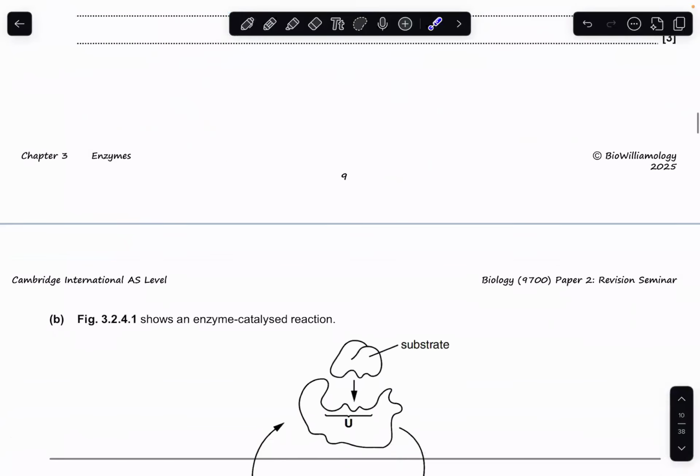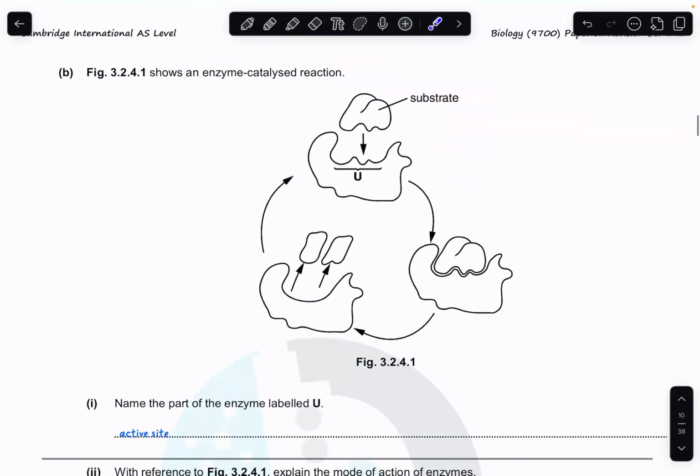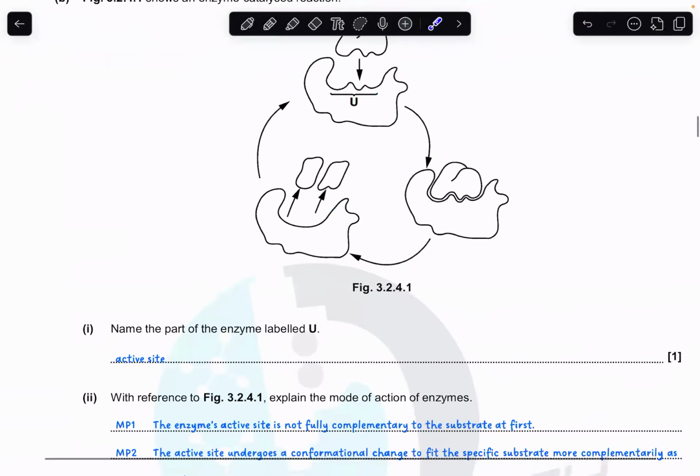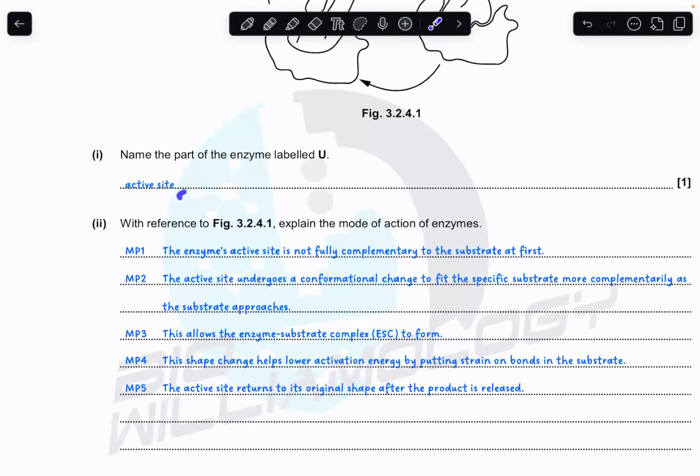Okay, next question. So now we look at this: the original active site shape, the U, and the substrate. They are not exactly complementary. So in this case, we know that it must be the induced fit model, right? So name the part of the enzyme labelled U: definitely the active site. Then explain the mode of action of the enzyme. So it's not fully complementary.